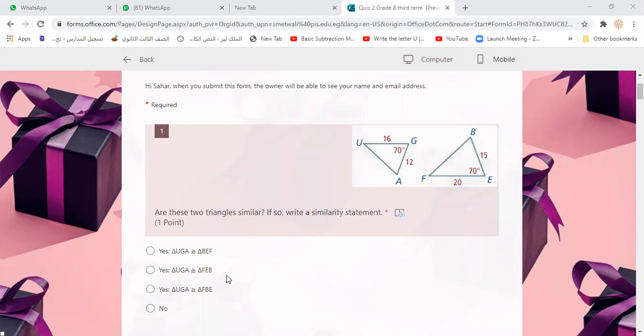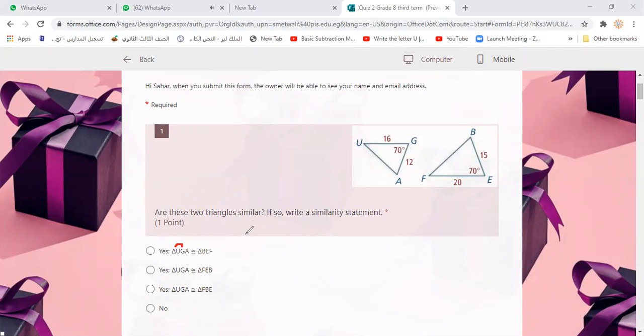So let's revise together. The question said, are these two triangles similar? If so, write the similarity statement. And he gave us choices. Then, if we try to check UGA, we have to write the proportional sides as we made many times inside the class.